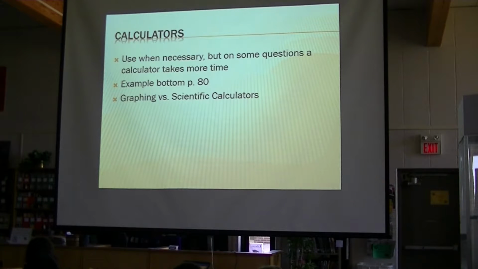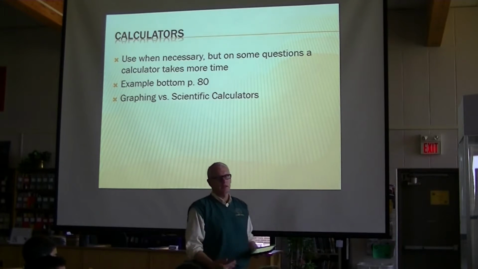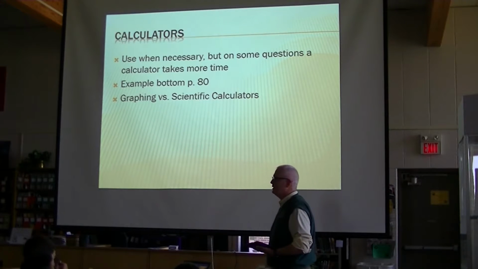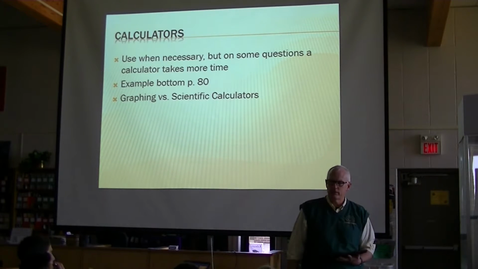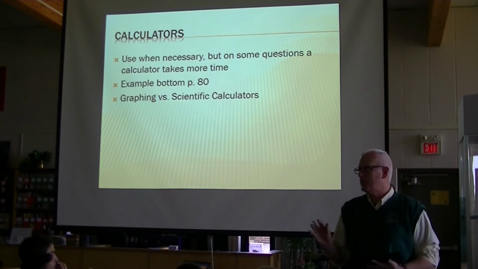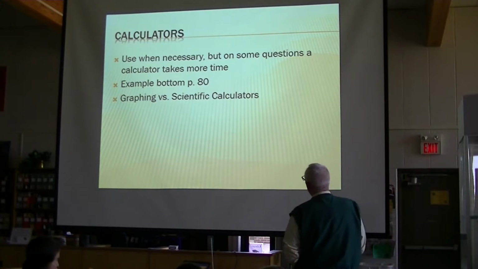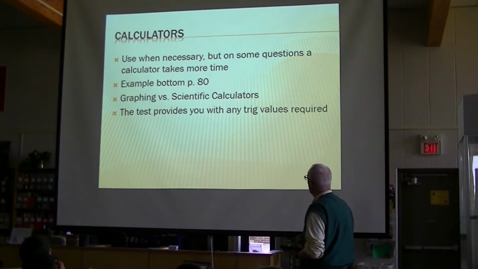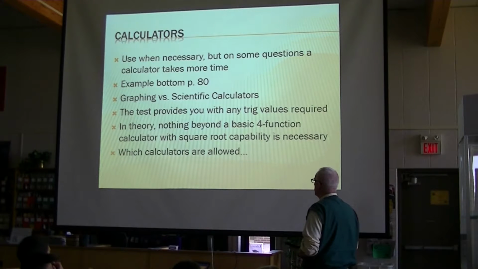You will not be expected to have a calculator that will calculate the sine of 35 degrees. If it's a sine of 30 degrees, or 45 degrees, or 60 degrees, or something like that, you might be expected to figure that out on your own, because those are special angles. So, the test provides you with any trig values that are required. In theory, nothing beyond the basic four-function calculator with square root capability is necessary.